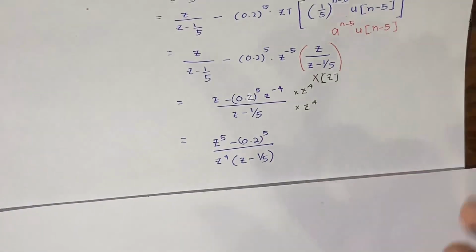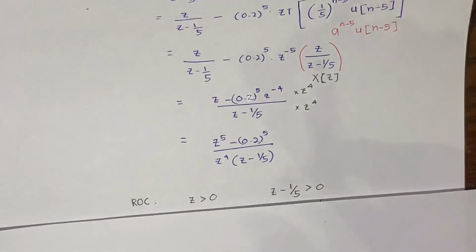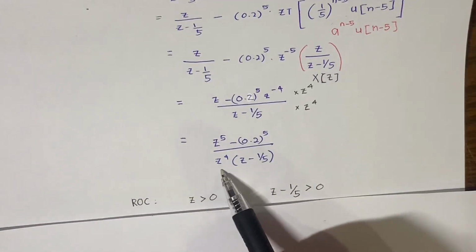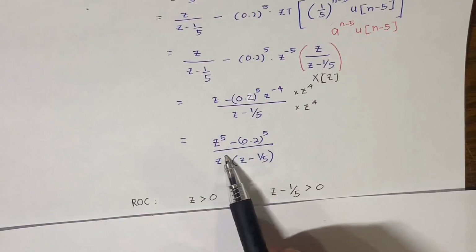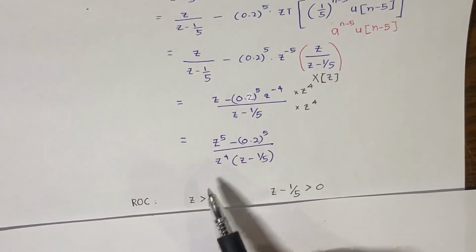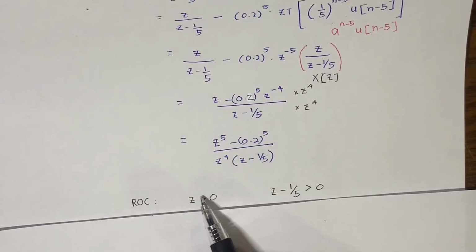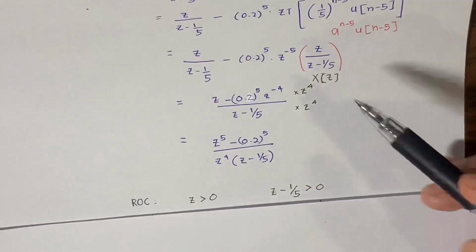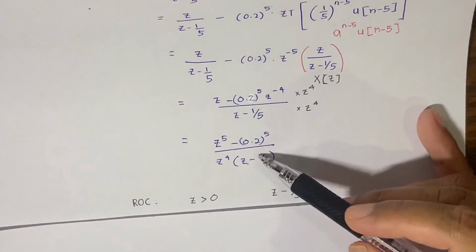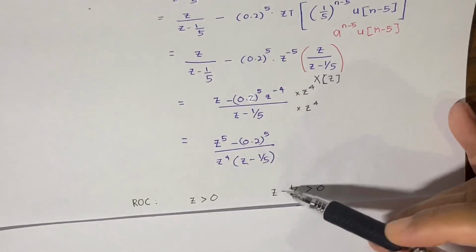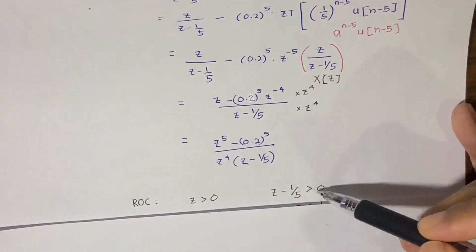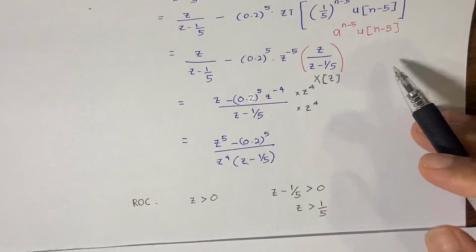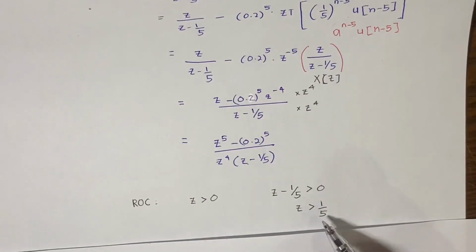Now we want to find the regions of convergence. We know that Z to the power of 4 is equal to 0, so just put Z bigger than 0. And for this one, Z minus 1 over 5 bigger than 0, so Z bigger than 1 over 5.